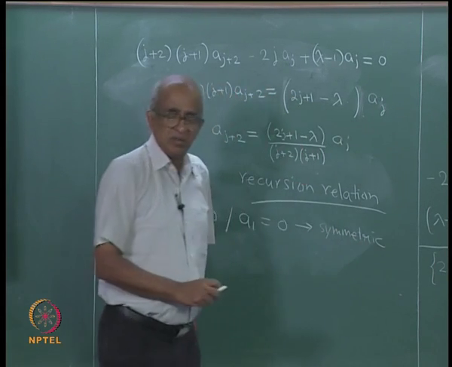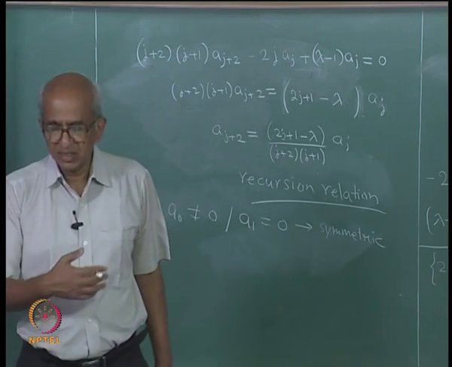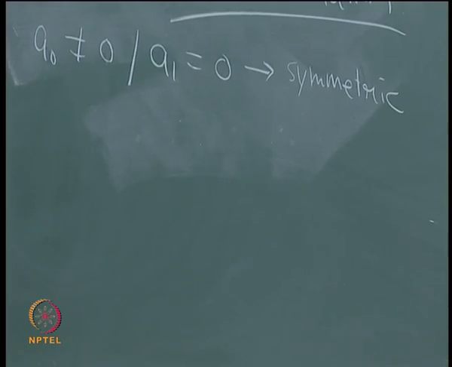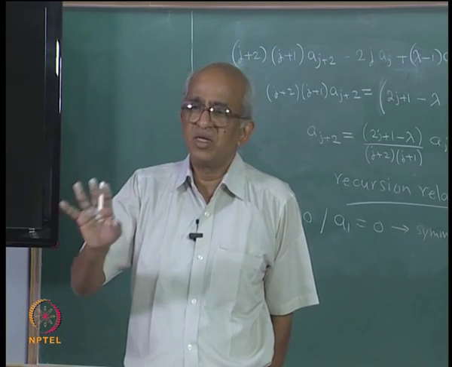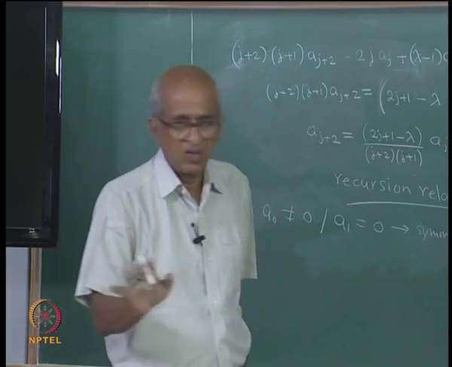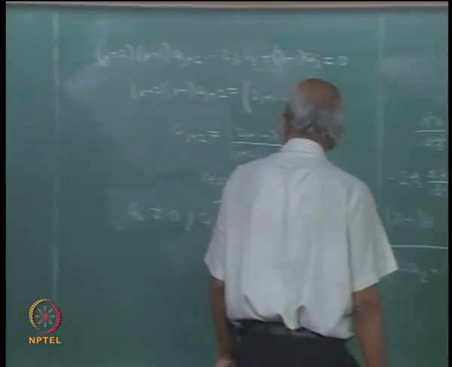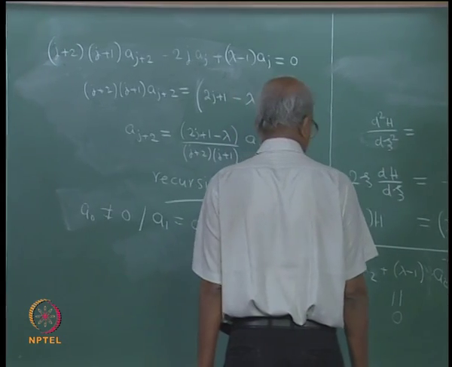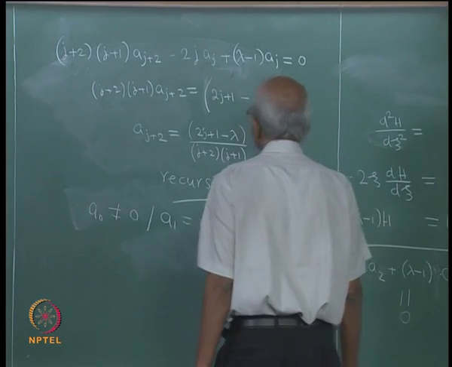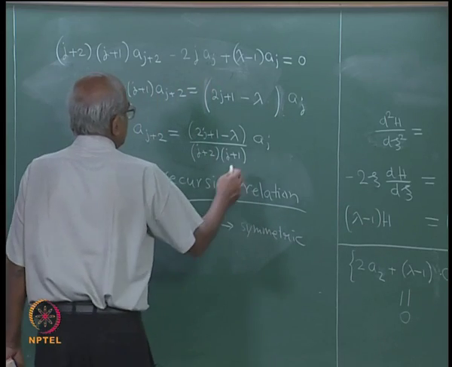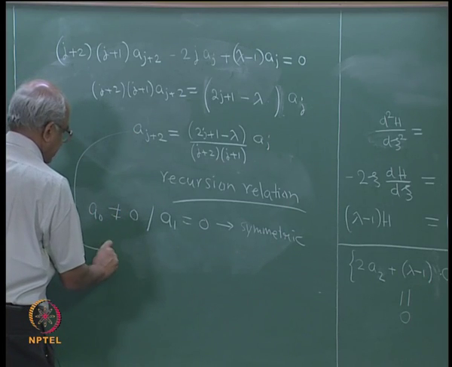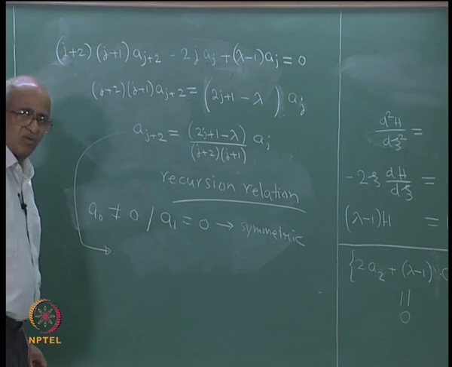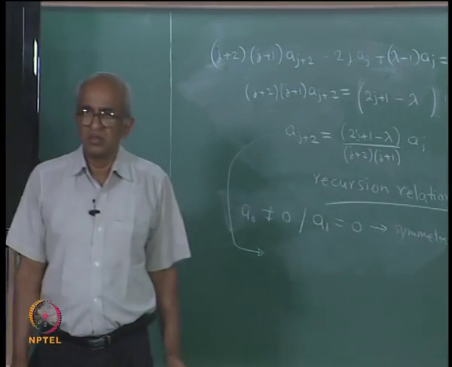Let me mention again what I mean by symmetric. If you replaced C with minus C, the solution will not change, it will remain unchanged, and therefore, it will contain only even powers of C. So, those even powers of C which are in the solution are actually governed by this recursion relation, correct.